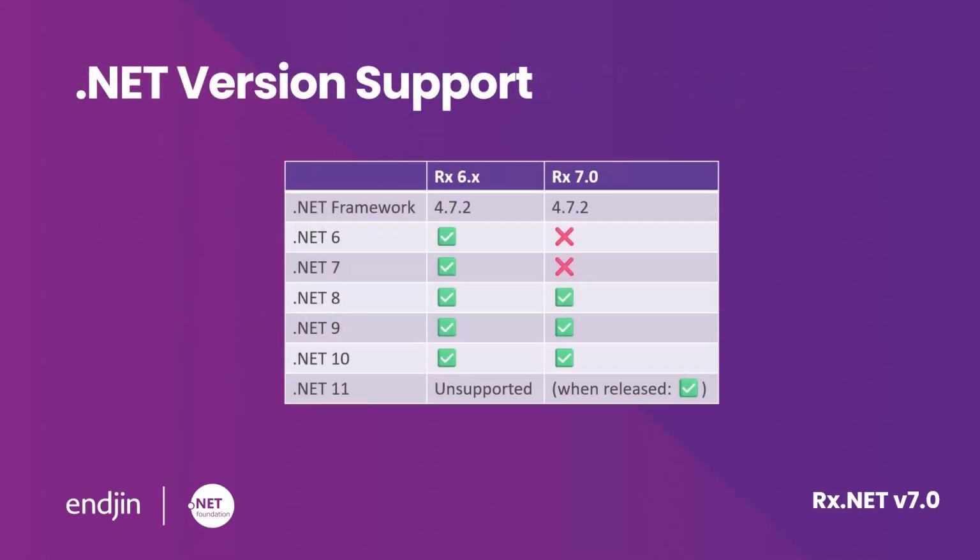The first is that we've removed the ability to run on .NET 6 and .NET 7. Now, Microsoft stopped supporting those back in 2024, so this shouldn't really affect anyone. We currently support RX 6.1 on .NET 8, .NET 9 and .NET 10, and we support those same versions in RX 7. So, practically speaking, this isn't a big change. But it is a technical change, and you can see it in the NuGet package manager.